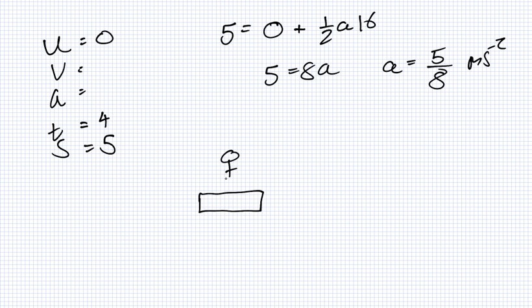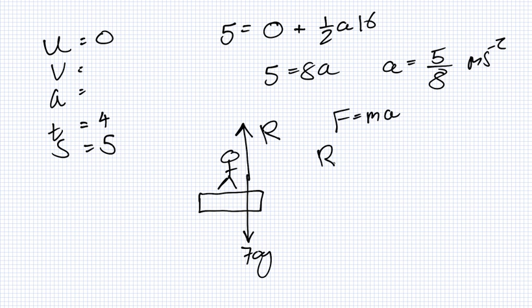Now, let's draw the diagram of the forces for the man. So he is standing on the scales, so from his point of view there are two forces acting on him: his downward weight, which is 70g, and the scales pushing up against him, causing him to elevate. So that is the reaction force here. Newton says F equals ma, so that means R minus 70g should equal 70 times 5/8.